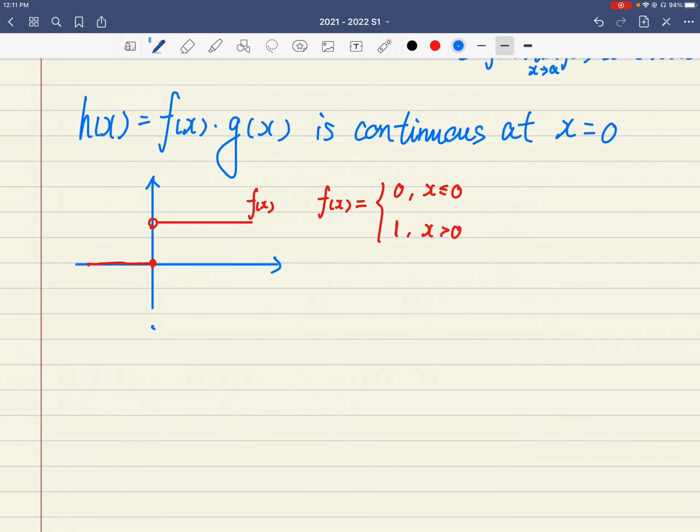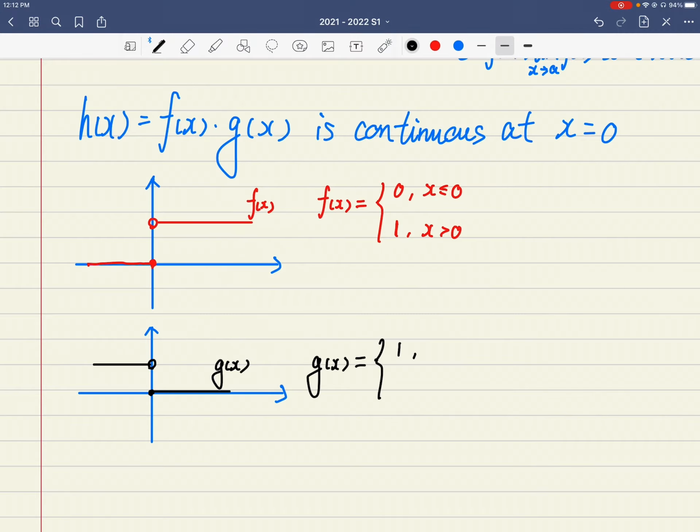Under the same concept, you can construct another function, which is like the opposite of f(x). Let's call this g(x). You can see this g(x) is 1 when x is negative, and it is 0 when x is non-negative. For the same logic, this function is not continuous at 0.